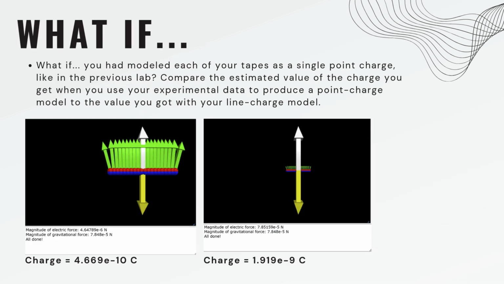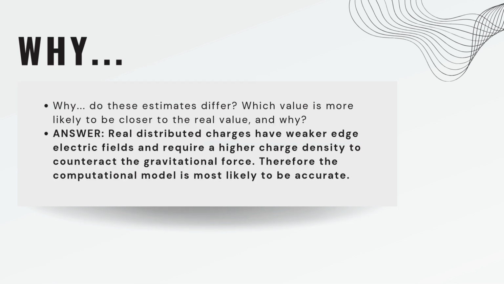Now, as I said, initially when I modeled it as a point charge, I used a charge of 4.669e-10 coulombs, and that gave me unbalanced forces. And like I stated before, real distributed charges have weaker edge electric fields and require higher charge densities to counteract the gravitational force. Therefore, the computational model is most likely to be accurate.